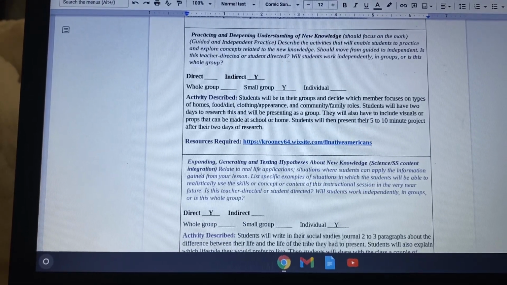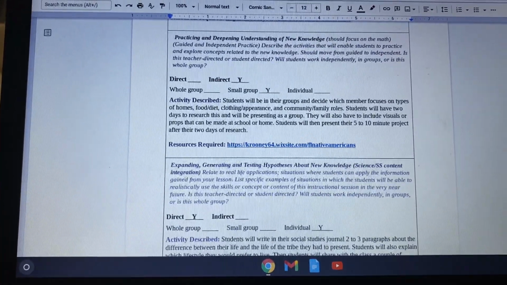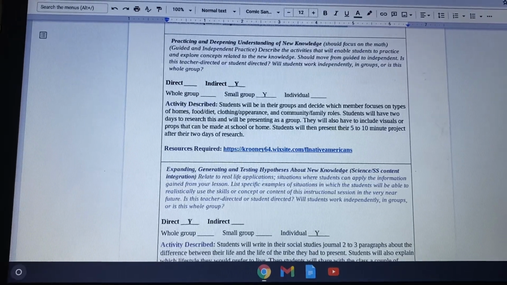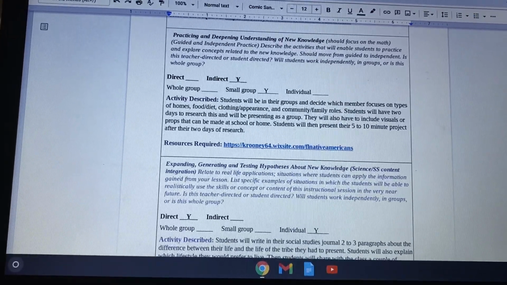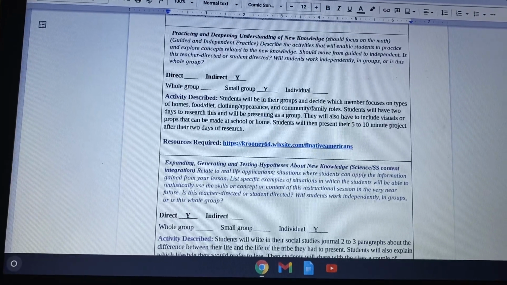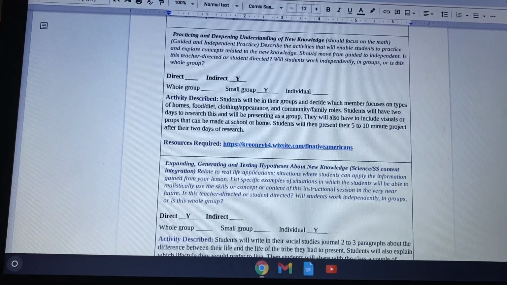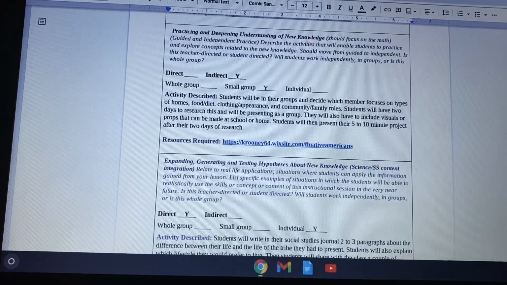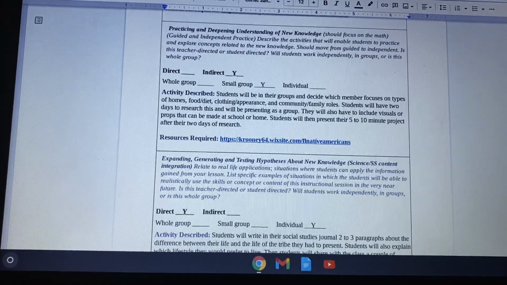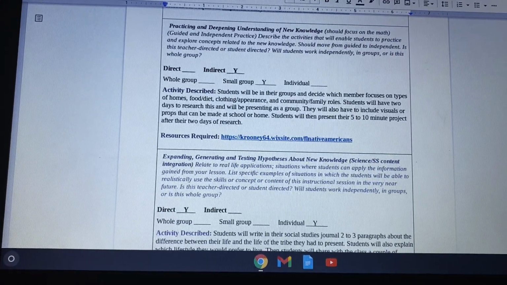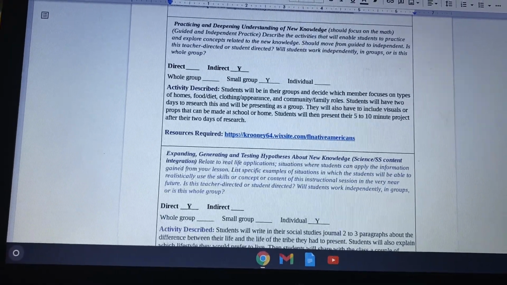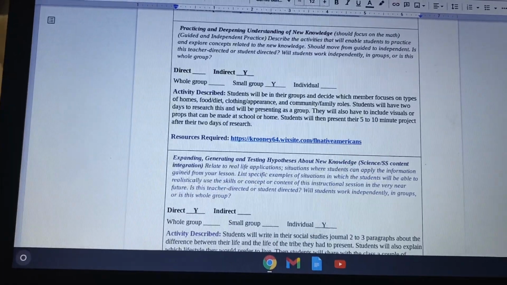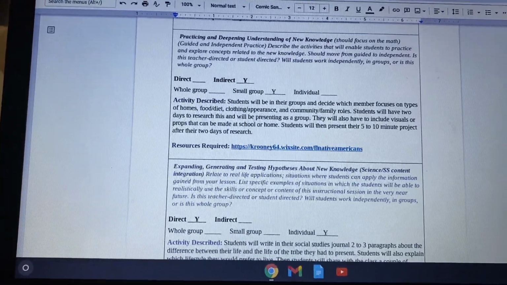So it was indirect and it was small group for practicing and deepening. I said students will be in their groups and decide which member focuses on types of homes, food, diet, clothing and appearance, and community family home roles. Students will have 2 days to research this and will be presenting as a group. They will also have to include visuals or props that can be made at home or school. Students will then present their 5 to 10 minute project after 2 days of research.